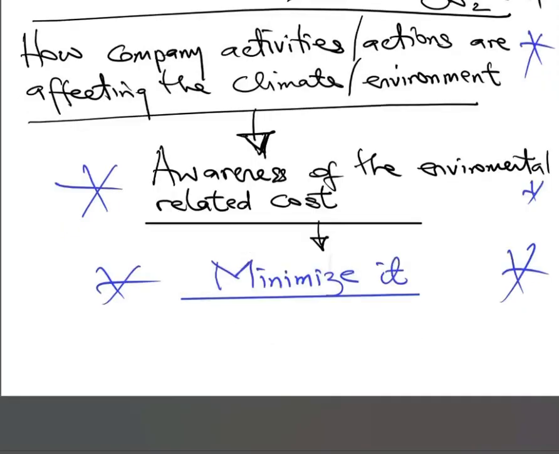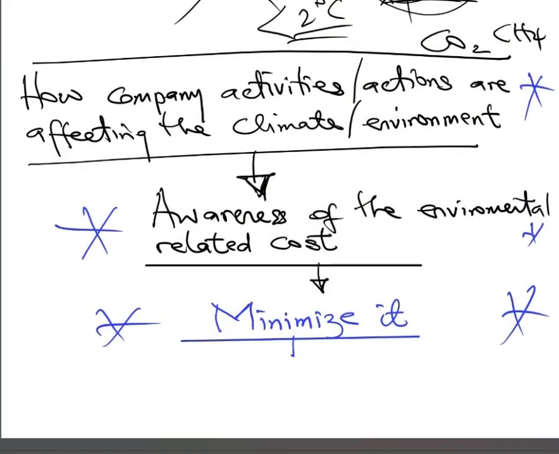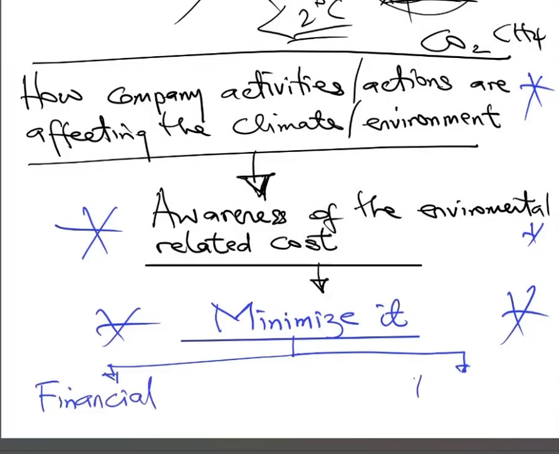This cost that we're talking about can either be financial or non-financial. And let's think about it. What are examples of financial costs that are related to environment? Think about it. Fines for non-compliance. Exactly. It can be fines, probably for pollution or for non-compliance with environmental regulations.